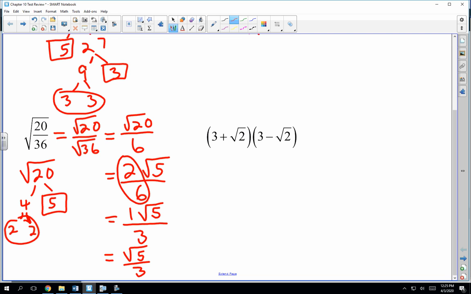All right. 3 plus root 2 times 3 minus root 2. We call these conjugate pairs in upper level math, but something interesting will happen with this one.